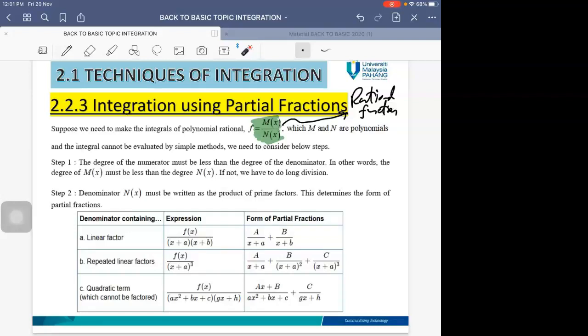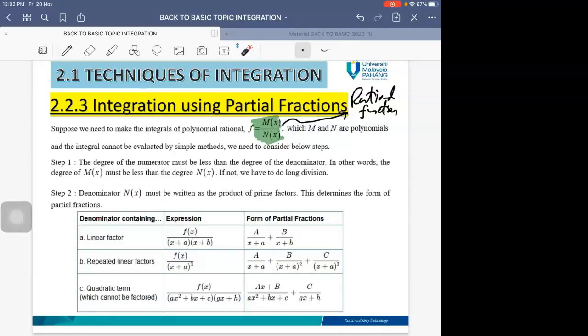Then you need to use partial fraction, and the integral cannot be evaluated by simple methods, so we need to consider the steps below. Step 1, the degree of the numerator must be less than the degree of the denominator. So this is what I said. Degree, kuasa bagi yang belah atas mesti kecil daripada kuasa yang di bawah. Step 2, the denominator must be written as the product of prime factors. Maksudnya you can factorize the denominator. This determines the form of the partial fraction.